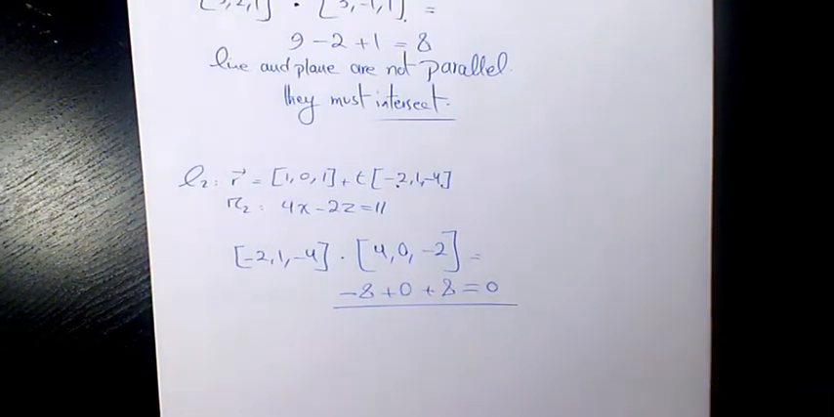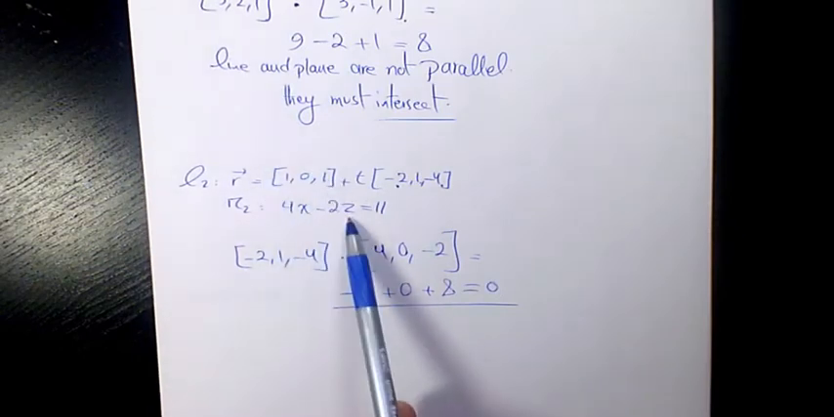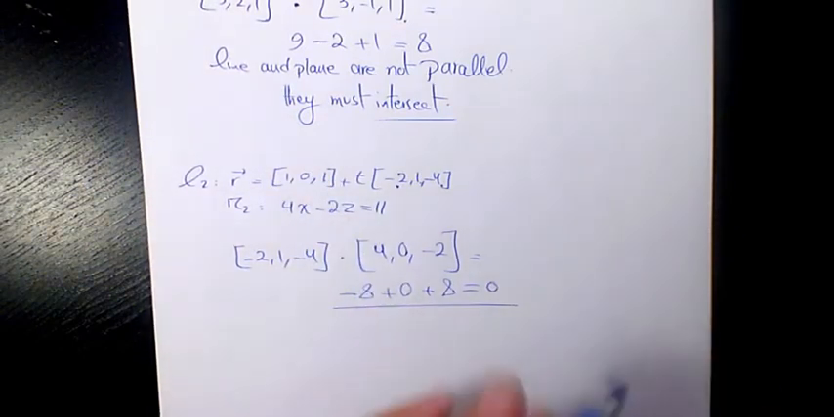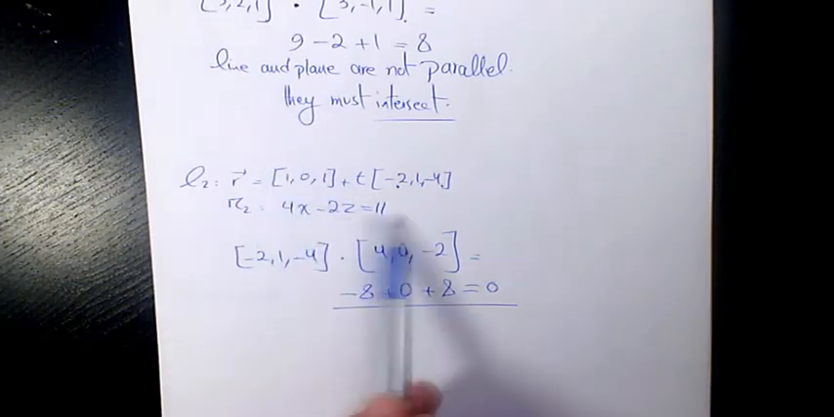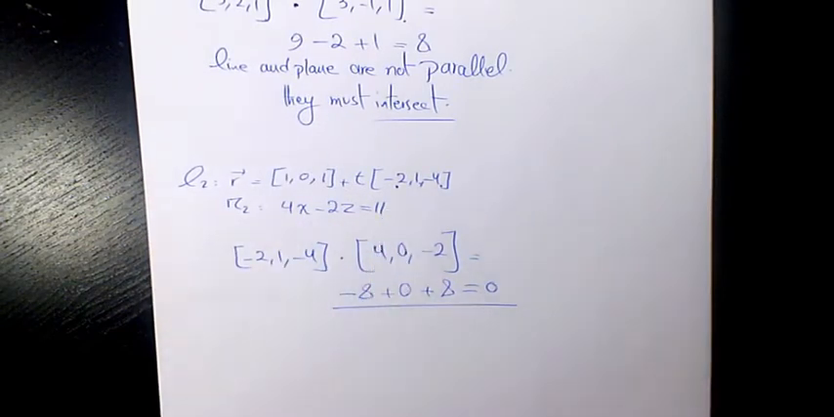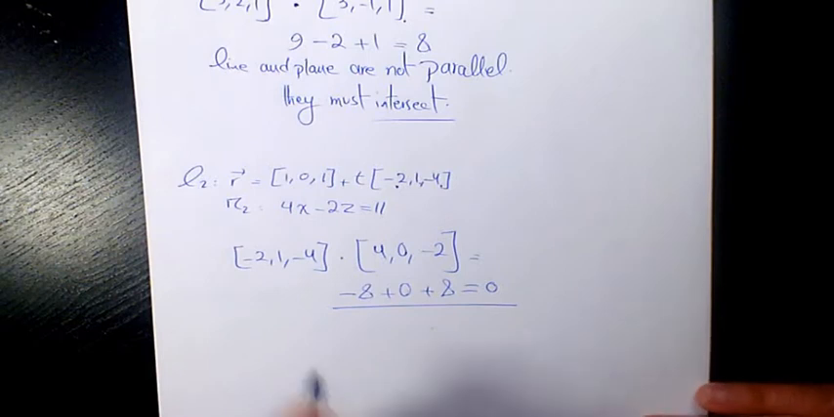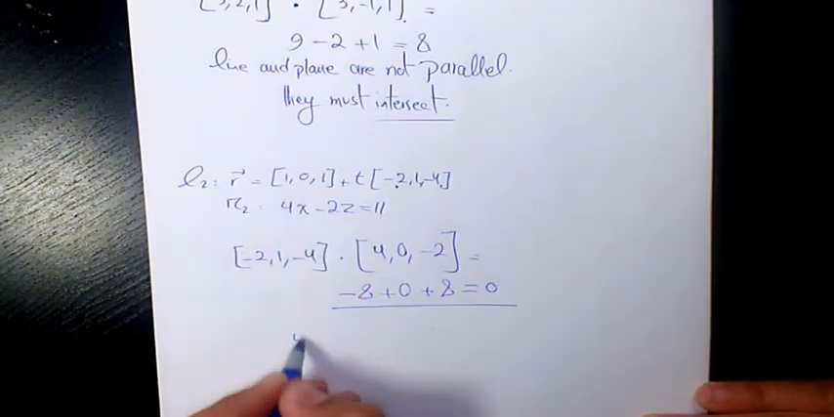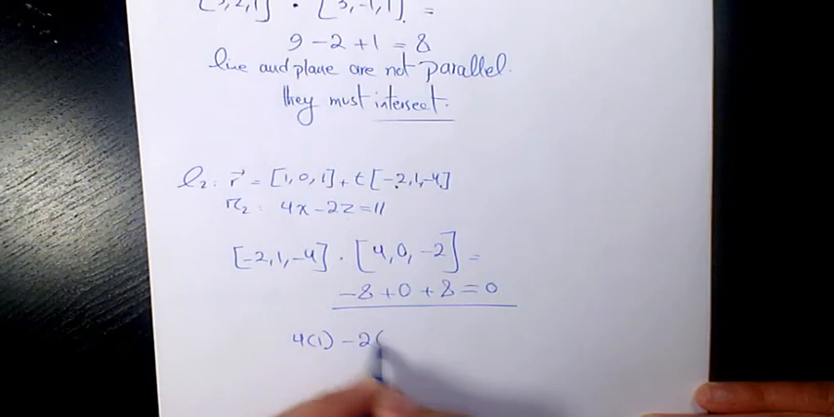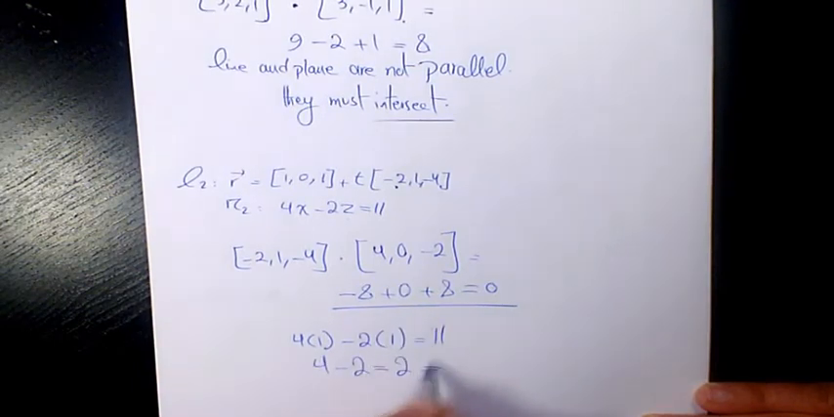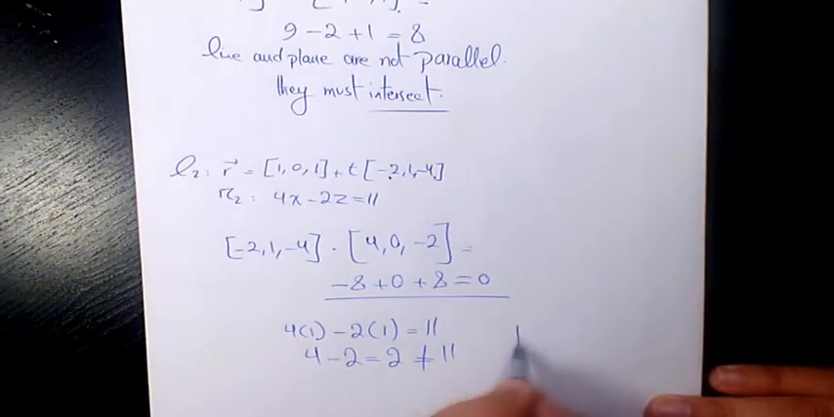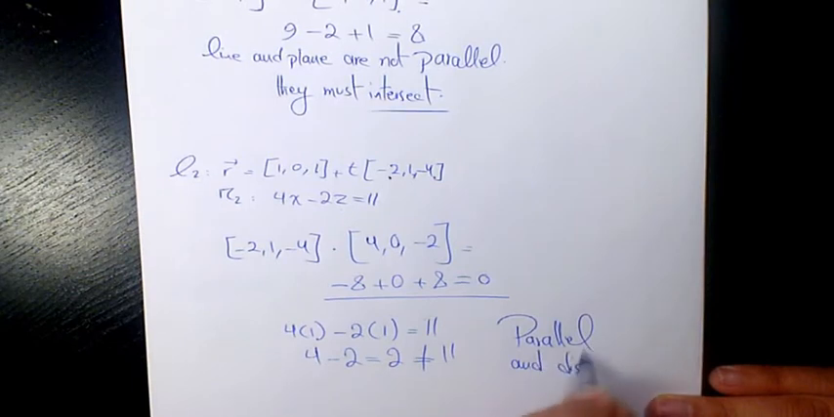So it might be parallel and distinct, or the line might be on the plane. Let's check. If this point is valid in here, it means that the line lies on the plane. If this point is not satisfied in this equation, it means that the line and plane are distinct. So let's say 4 times 1 minus 2 times 1 equals 11. So 4 minus 2 is not equal to 11. It is equal to 2. It means that we are dealing with parallel and distinct.